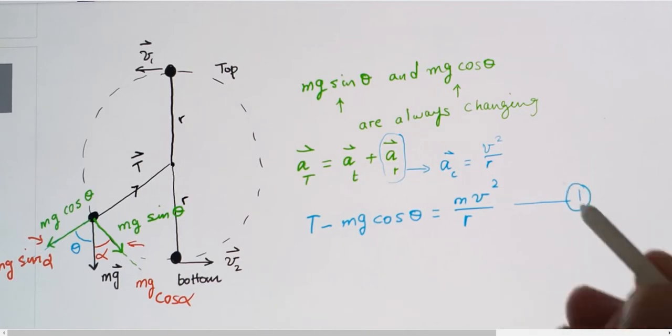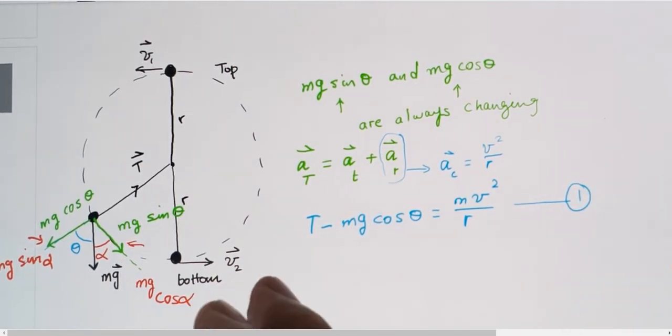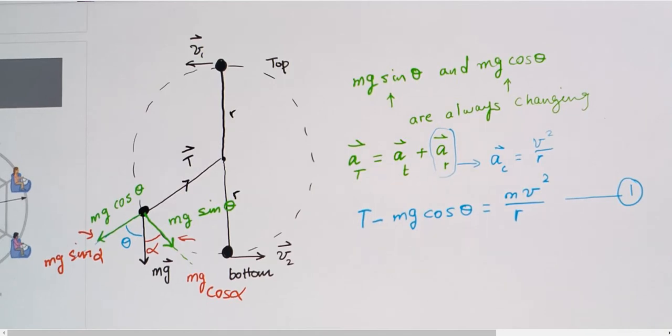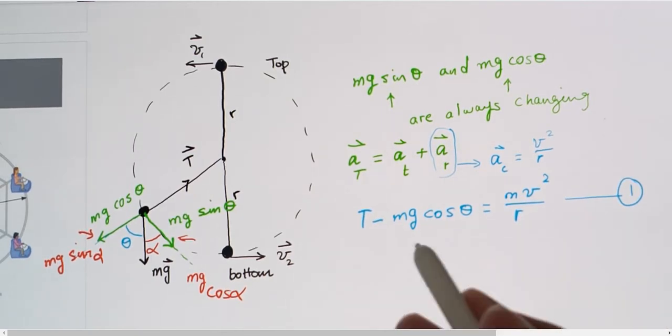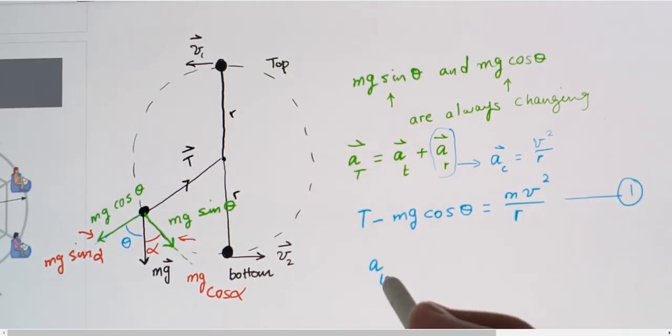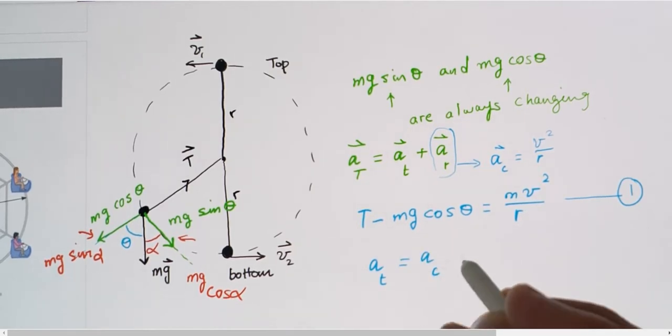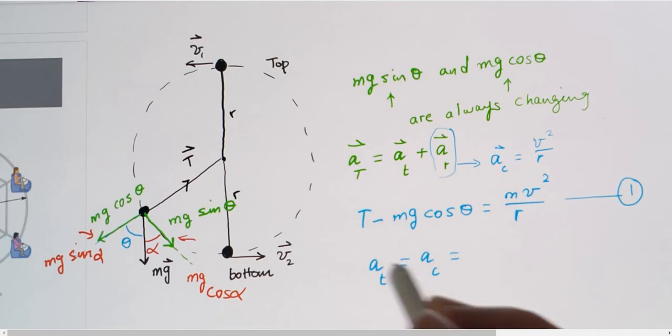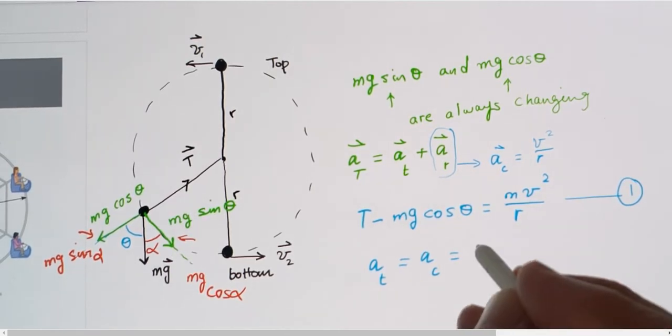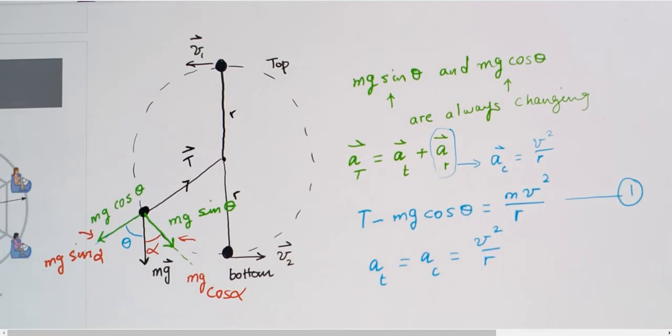So this is equation number 1. That's the physics. That's the beef in this problem. This is how you get the marks in this kind of problem. Are you able to write this equation? It is tension minus mg cosine theta equals mv square over r. And we know that the tangential acceleration, which is the centripetal acceleration, it's the same. We are just using two different words for the same thing. It must equal v square over r.